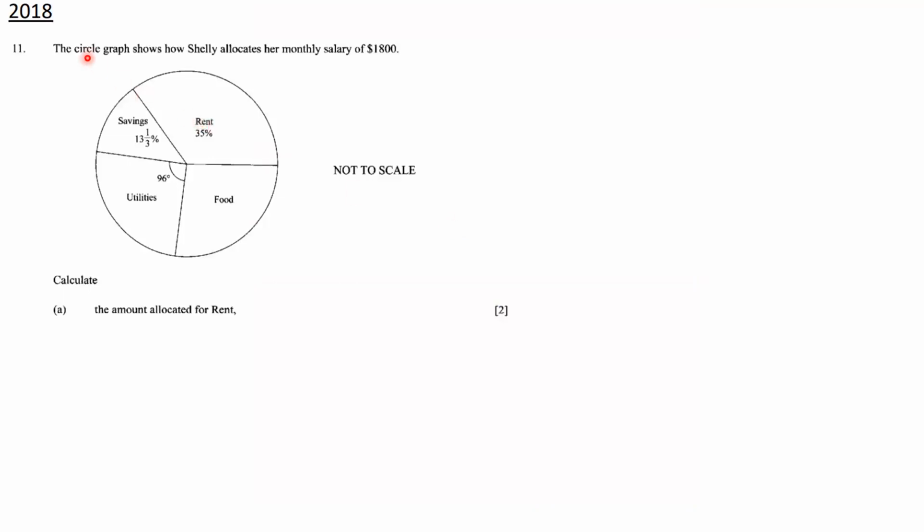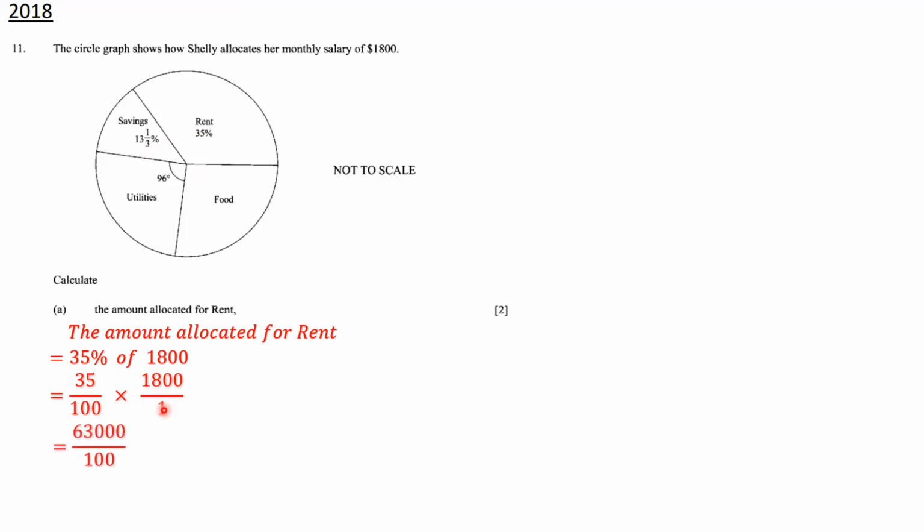It says, the circle graph shows how Shelley allocates her monthly salary of 1,800. It says 13.33% is for savings, 35% for rent, 96 degrees is for utilities, and for food, we do not have any information. And they say here, calculate the amount allocated for rent. Okay, so the amount allocated for rent is going to be 35% of what? Well, 35% of our salary, and we know that of means multiplication. So we're going to say 35 over 100, because that's what 35% is, multiplied by 1,800 over 1.